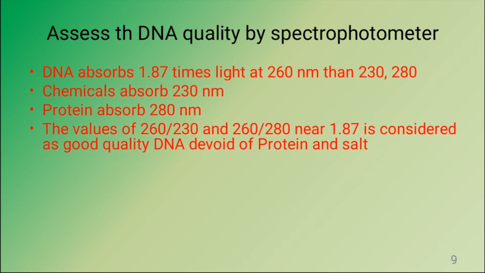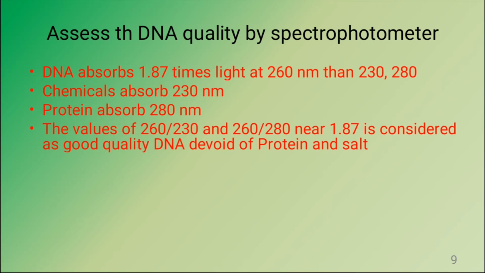So based on the DNA absorbance property, DNA absorbs 260 nanometer light, and the 260 to 280 nanometer absorbance ratio is 1.87. 260 nanometer light is highly absorbed by the aromatic chemical compounds which are used for purification of the DNA sample. Similarly, 280 nanometer light is highly absorbed by protein molecules.